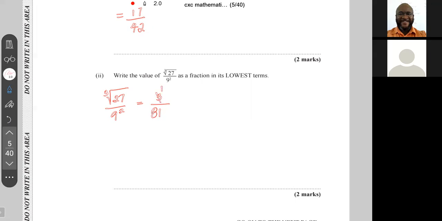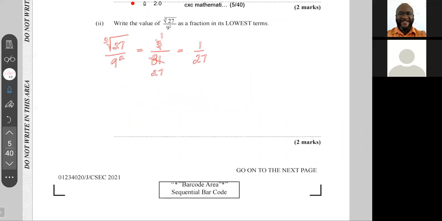3 into 3 goes 1. 3 into 81 is 27. The final answer is 1 over 27.